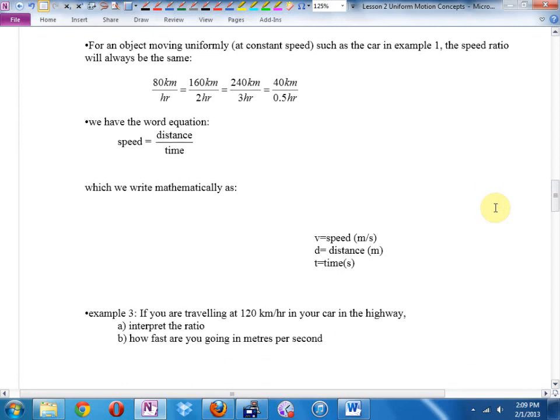So for an object that's moving uniformly at a constant speed, like the car in example 1, the speed ratio will always be the same, 80 kilometers in 1 hour, 160 kilometers in 2 hours, 240 kilometers in 3 hours, 40 kilometers in a half an hour. It gives us our word equation. Speed is the distance divided by the time. Or if we want to write it as an equation, V equals D over T.